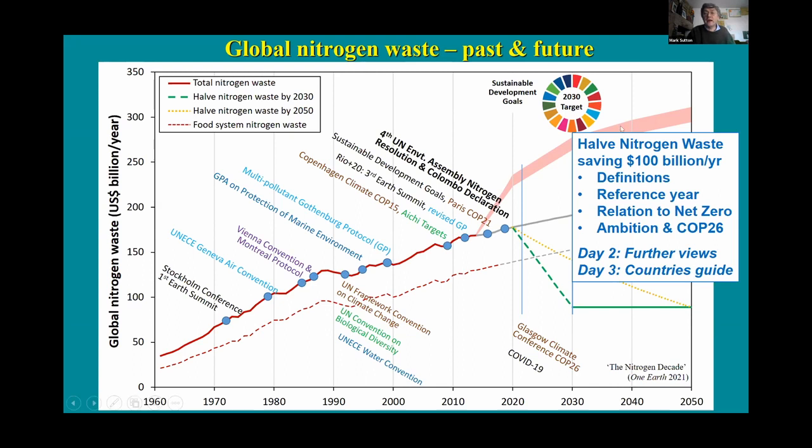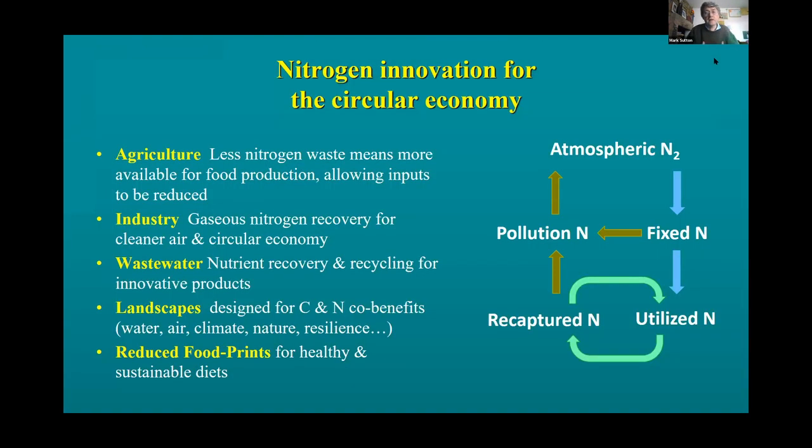At the moment, what we're looking at is improving definitions, being clear about what that is, reference year, relationship to net zero, ambition for COP. And at the moment, COP26 is going to provide an opportunity for further views for countries to guide on this way forward. Just to come in terms of innovation, our message is that agriculture is, of course, number one place for action on better nitrogen management, but it's not just about agriculture. It's every part of society needs to play a role. So it's not pointing the finger at anybody in particular, but saying we must all work together towards this nitrogen circular economy.